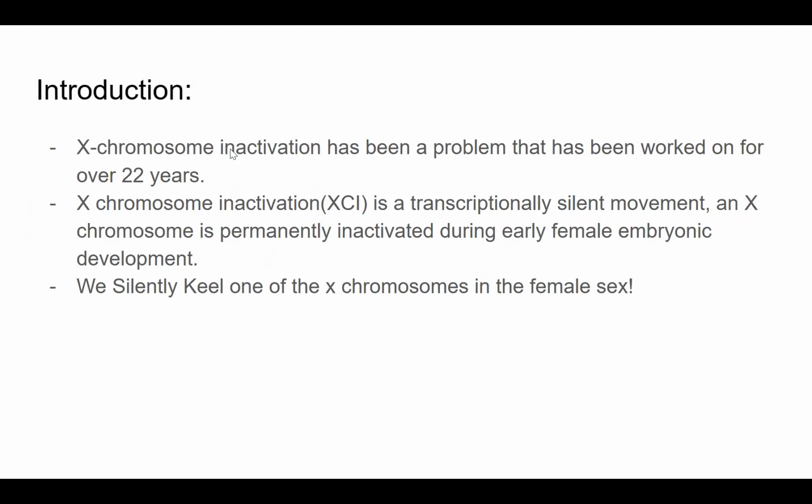So to introduce you to X chromosome inactivation, it has been a problem that has been worked on for over 22 years. X chromosome inactivation is a transcriptionally silent movement. It happens when an X chromosome is permanently inactivated during early female embryonic development, and we silently kill one of the X chromosomes in the female sex.